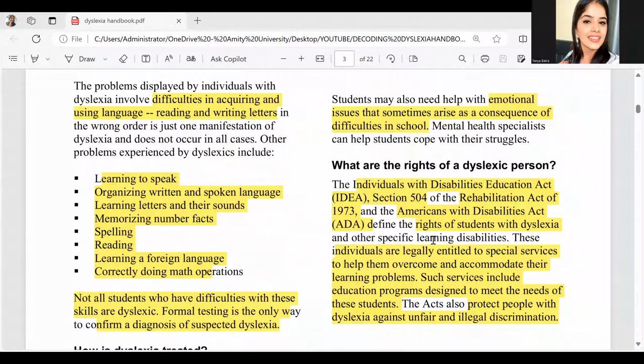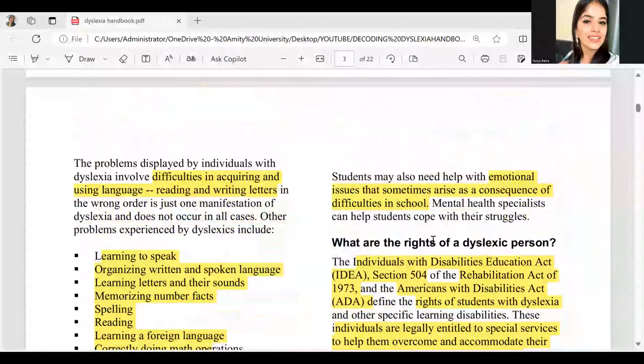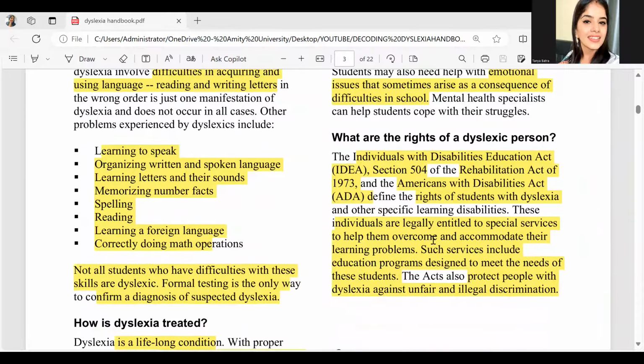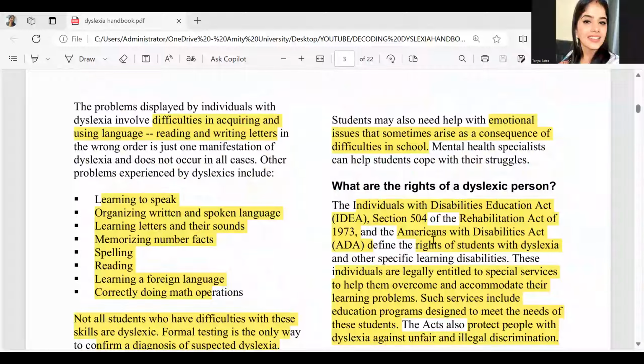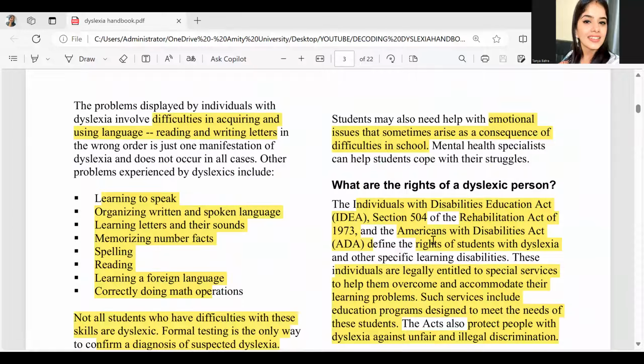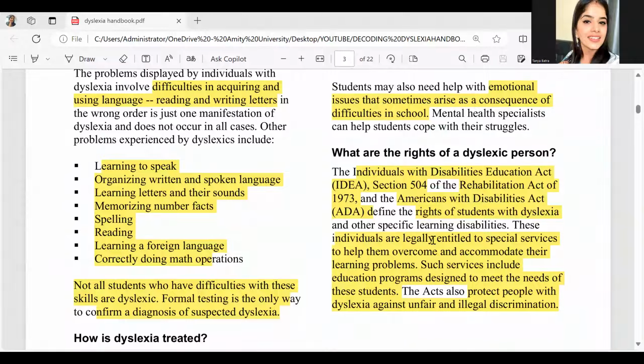Students may also need help with emotional issues that sometimes arise as a consequence of difficulties in school. What are the rights of a dyslexic person? According to IDEA, Section 504 of the Rehabilitation Act of 1973, and the Americans with Disabilities Act, they define the rights of students with dyslexia. These individuals are legally entitled to special services to help them overcome and accommodate their learning problems.